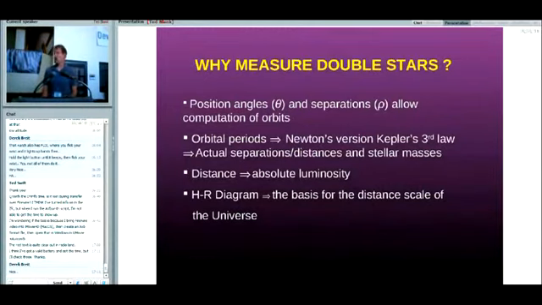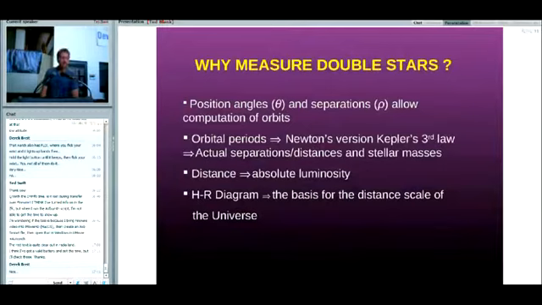Now, first of all, some basics. Why do we want to measure double stars? Well, they have a very important place in astronomy. Knowing the position angles and separations allows us to compute orbits. Once we have an orbit, if we can see the stars visually, we can get their actual separation. And with their actual separation, we get their actual distance. And with the actual distance, we can determine the stellar masses very accurately.